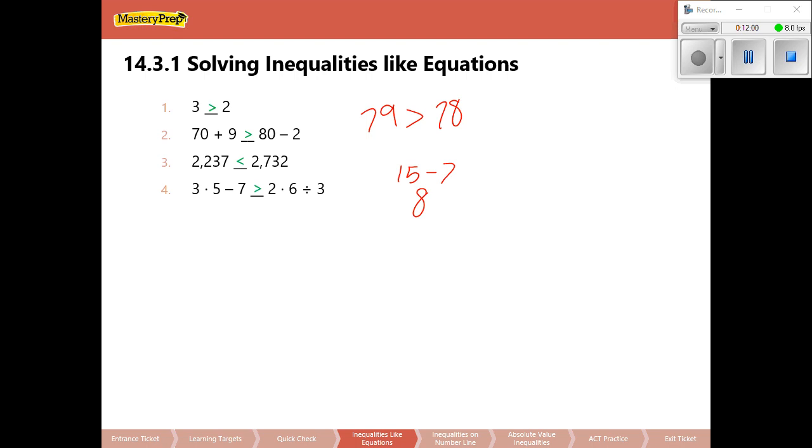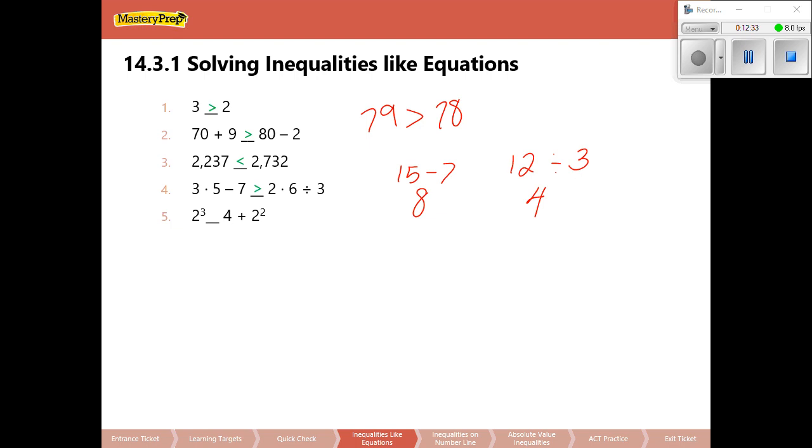2 times 6 divided by 3. What do we do first? Because again, the order of operations is parentheses, exponents, multiplication and division left to right as they occur. So 2 times 6 is 12, and 12 divided by 3 is 4. With addition, subtraction, and with multiplication, division, they are always done together left to right as they occur.